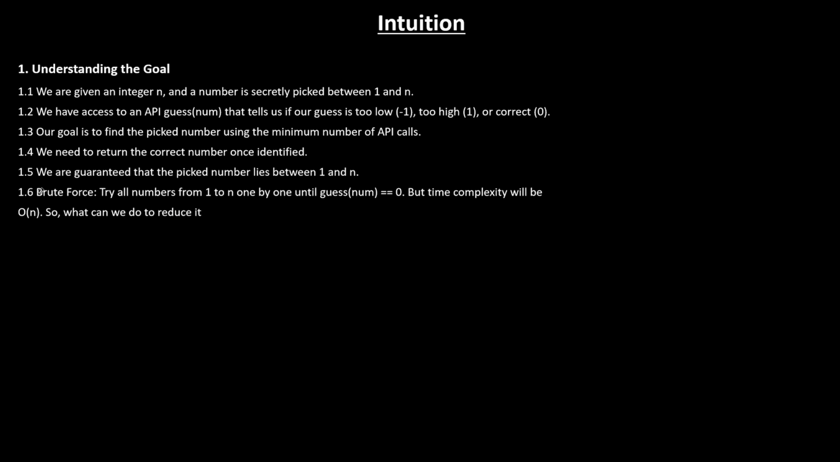To understand what the problem is asking, we should build up an intuition for the problem, right? Let's start by understanding the goal first. You are given an integer n and a number is secretly picked between 1 and n. Okay, so between 1 and n, any number is picked, and that number will not be given to us.